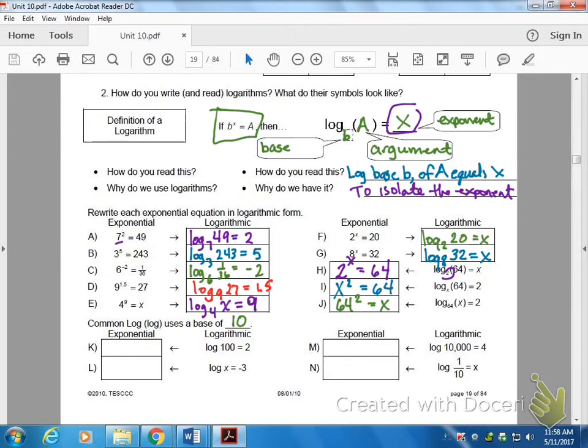So if we come down here and look at K, I have log 100 equals 2. I don't see any base, so I automatically assume that it is a base of 10. Until you get the hang of it, you can write that in. And then now, when I go over and write it as exponential, I'm going to have 10 as my base raised to the power of 2, and that will equal my 100.